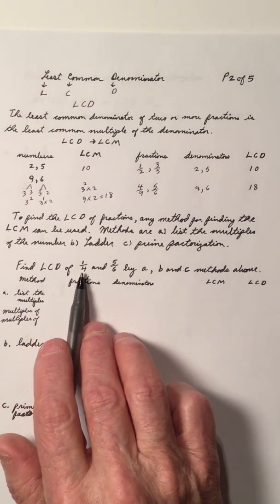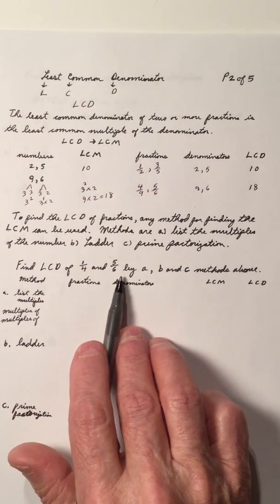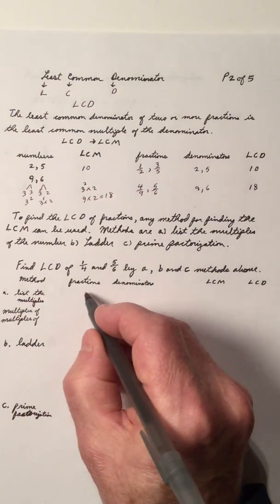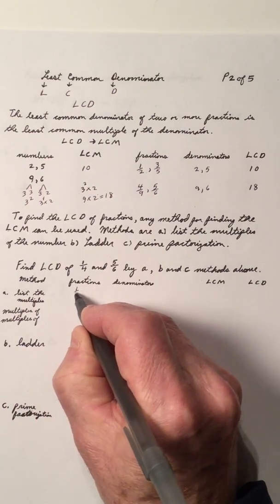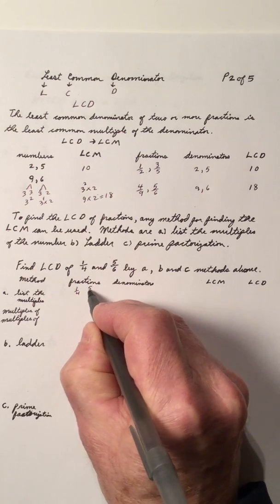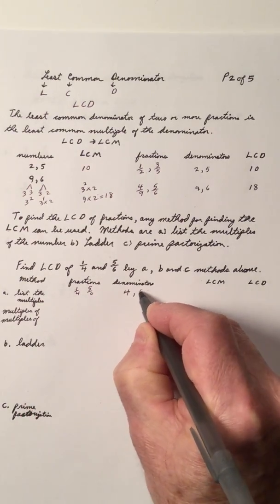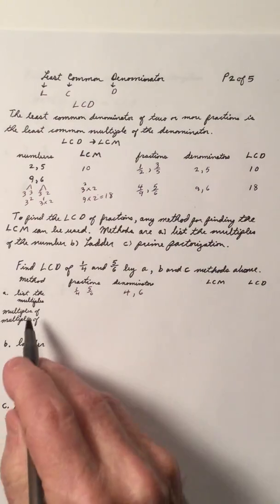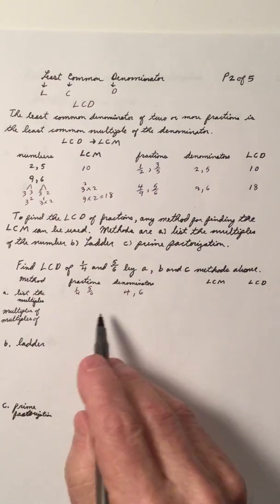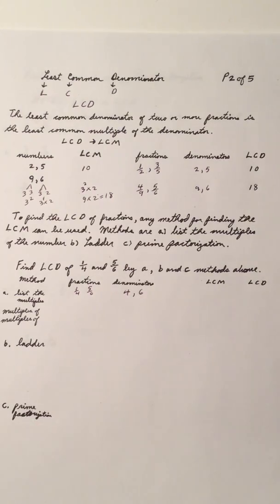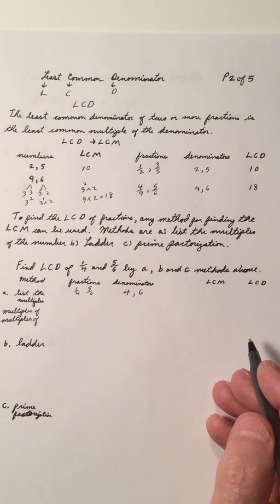Let's find the LCD of 1/4 and 5/6 and work out the different methods. So 1/4 is the fraction, and 5/6 is the other fraction. Your denominators are 4 and 6. So I'm going to use these methods down here now to show you that working out the least common multiple is the same as working out the least common denominator.